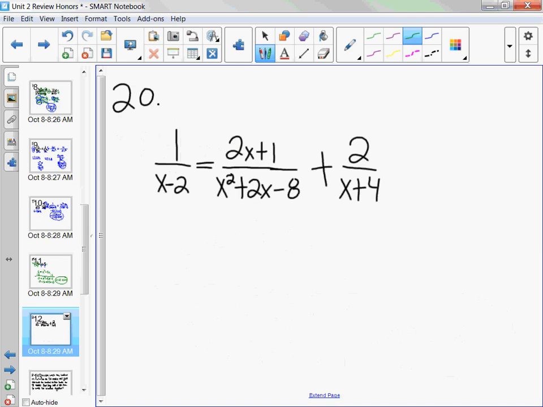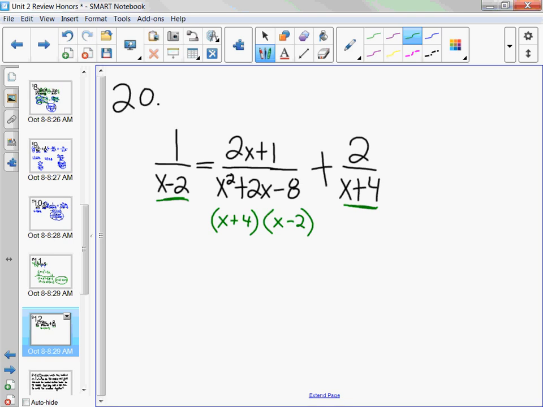I'm also going to help you out with number 20, solving this rational equation. Looks like a doozy, but it's not too bad. The reason I say that is because x minus 2 and x plus 4 are not factorable, but this middle trinomial is factorable. It factors to be x plus 4 and x minus 2, because 4 times negative 2 is negative 8, and 4 plus negative 2 is 2. So it factors to be those.